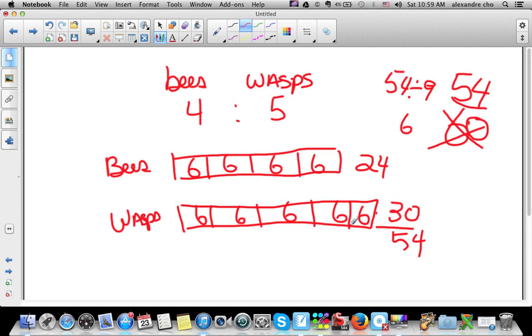So I forgot a box here at the end. When I was initially setting up the tape diagram, it should have been 4 boxes for bees because it's a ratio of 4, and then 5 boxes for the wasps because it's 5 over here, 4 to 5. Each one represents a single insect in the beginning. Okay, that's about it. Should be pretty simple.